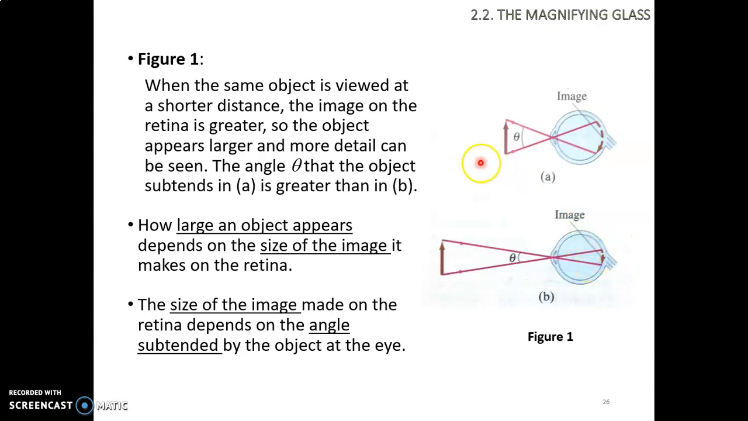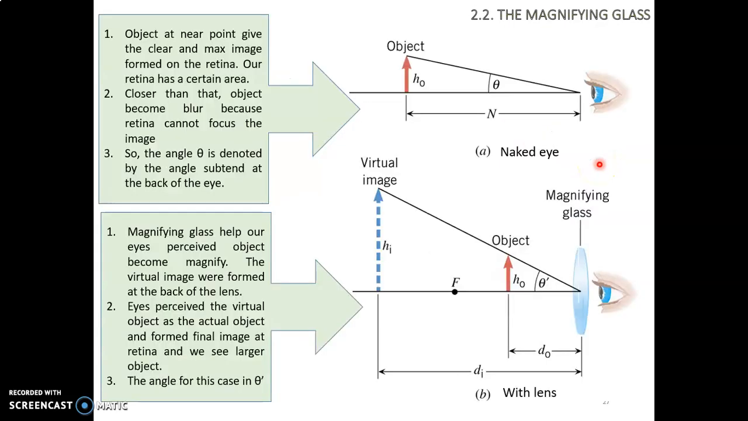If we move our object to the near point, which is at 25 cm, and the near point is the minimum distance to see an object clearly, you will see that the angle here is larger compared to an object that is far away from our eyes. The angle will be subtended at the back of the lens in our eye, and the image will form on the retina. Then why do we use a magnifying glass?